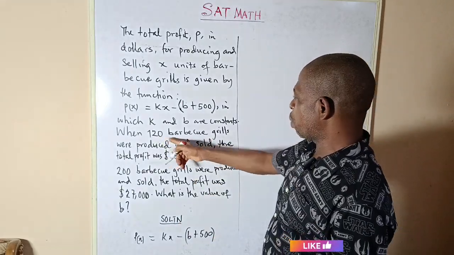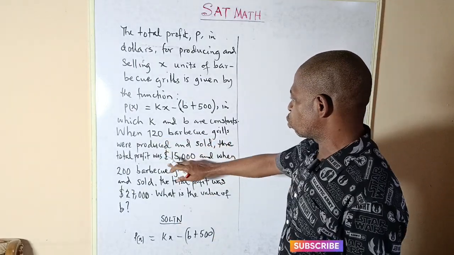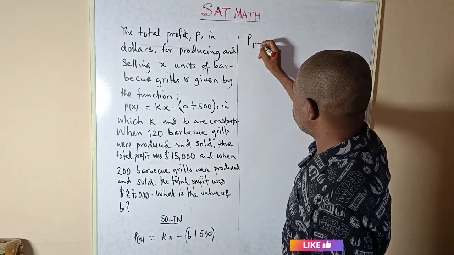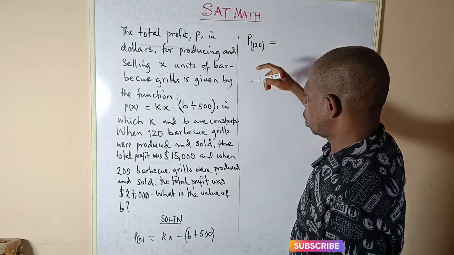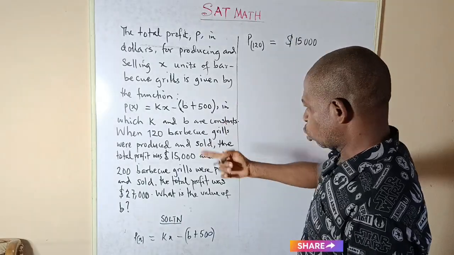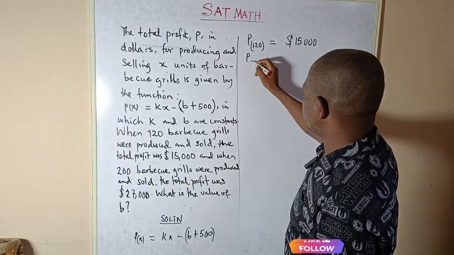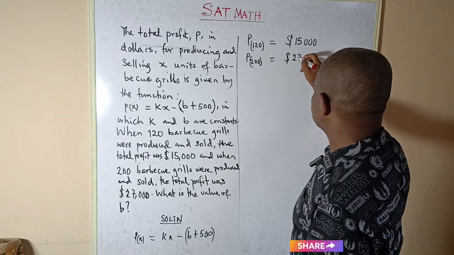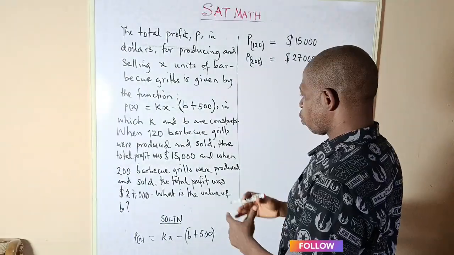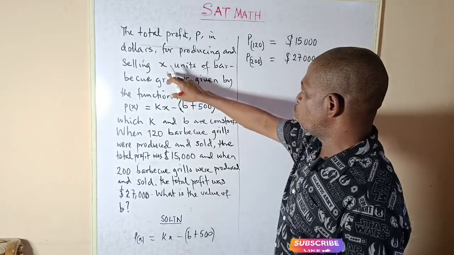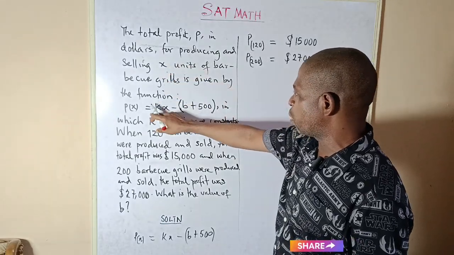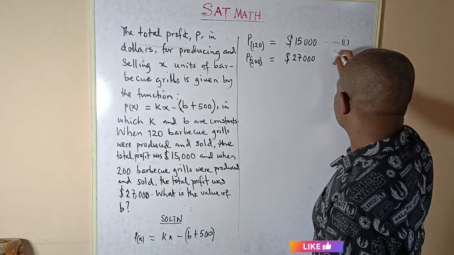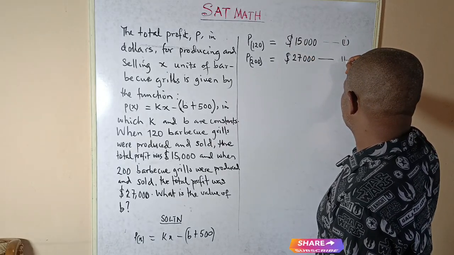It says when 100 barbecue grills were produced and sold, the profit was $15,000. What that means is that the profit for 100 units is equal to $15,000. It also says that the profit for 200 units is equal to $27,000. So from the variables we have, the number of units produced and sold, and the profit made from the sales, we have these two equations. Let's call this equation 1 and this equation 2.